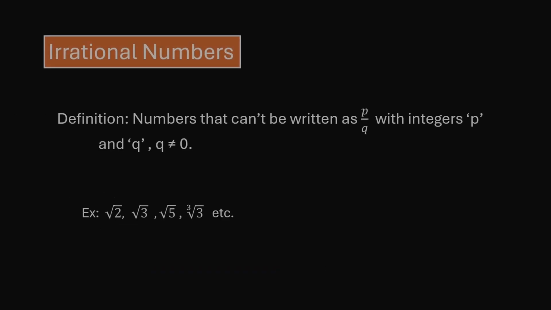So how do we define irrational numbers? Numbers that cannot be written as p over q with integers p and q where q is not equal to 0. Here are some examples of irrational numbers: square root 2, square root 3, square root 5, cube root of 3. Note, the presence of a radical symbol does not necessarily mean that the expression is an irrational number. In many cases, we can simplify the expression and eliminate the root symbol.